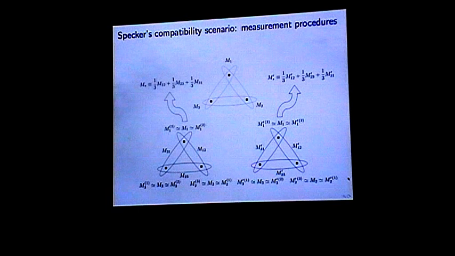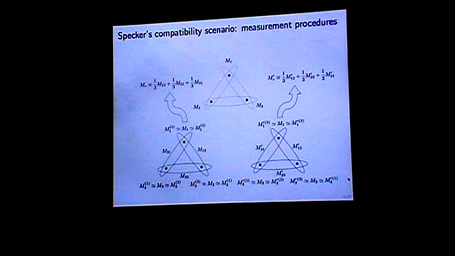And what we want to do eventually is to look at this average measurement. So we are coarse-graining over these three joint measurements, and we are saying we randomly pick one of the three joint measurements, and we call this coarse-grained measurement an M star measurement, and we call the primed measurements an M star prime measurement.